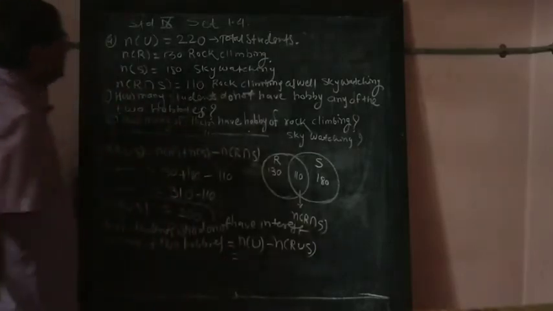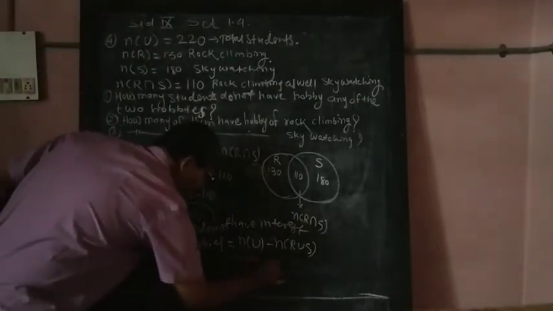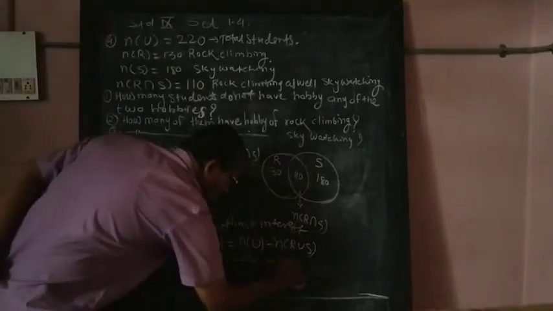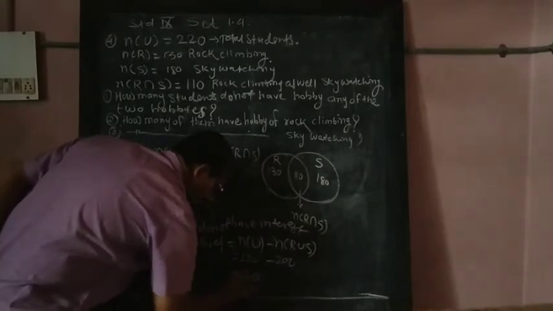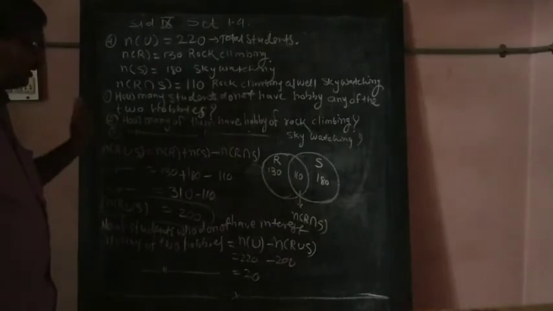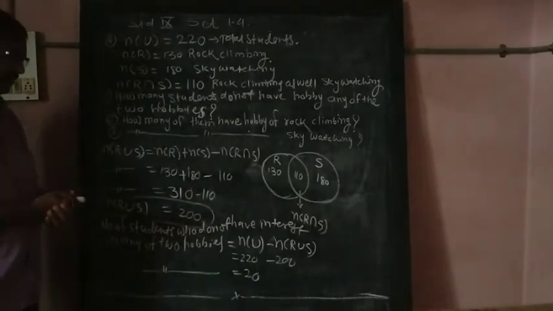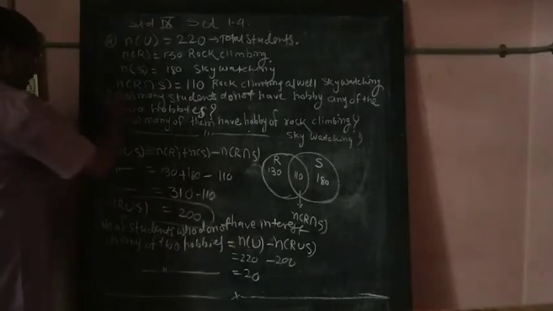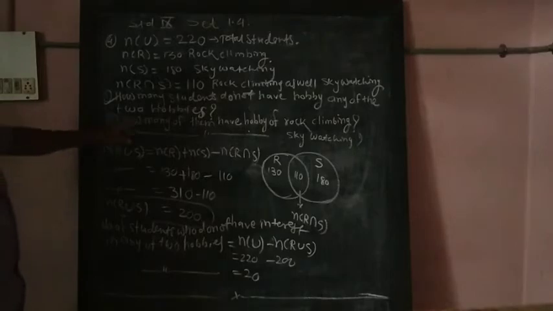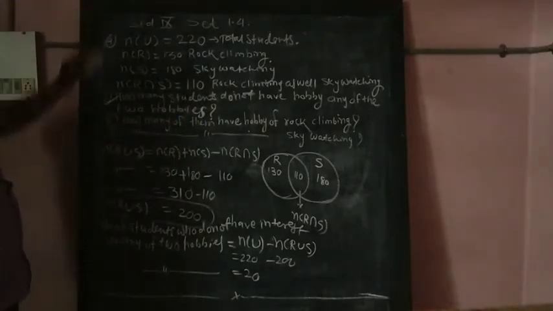So here U is given as 220 and R union S is calculated, that is 200. Thus 20 students do not have interest in sky watching or even in rock climbing. Now this is the answer of the first question completed. Now we have to find how many of them have the hobby of rock climbing.